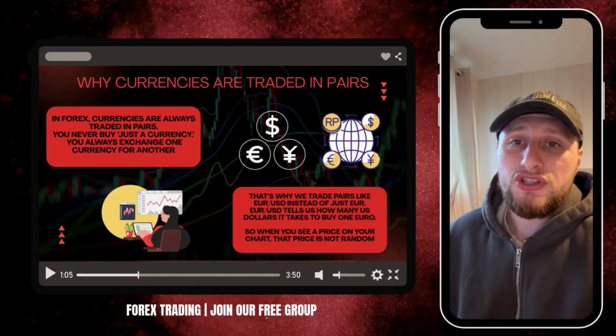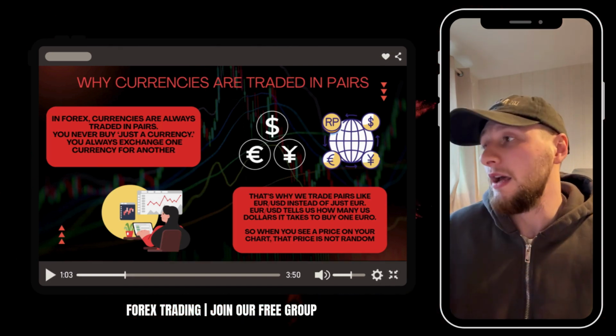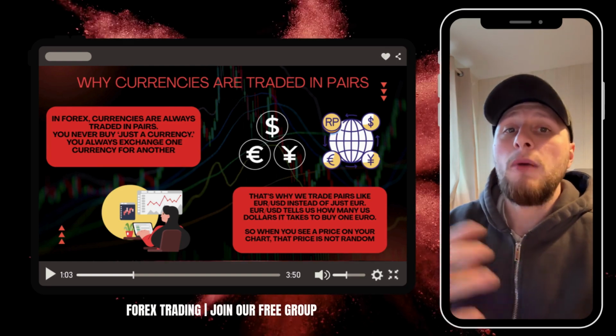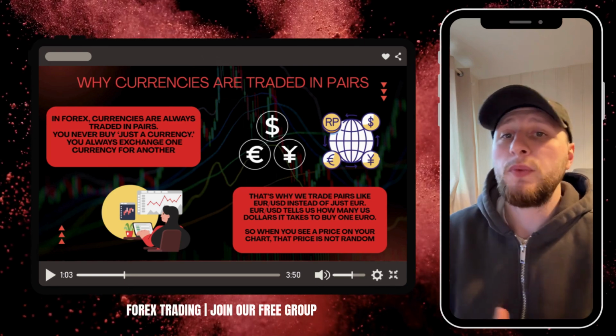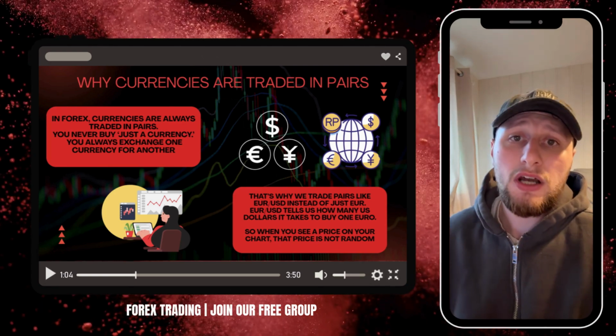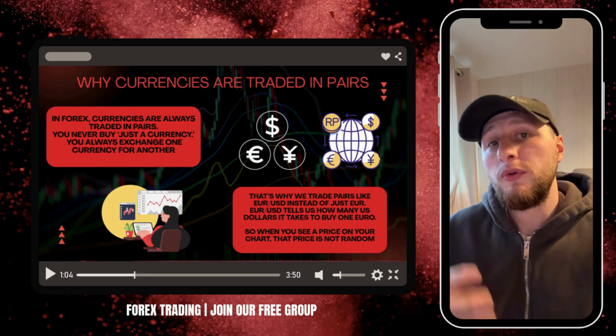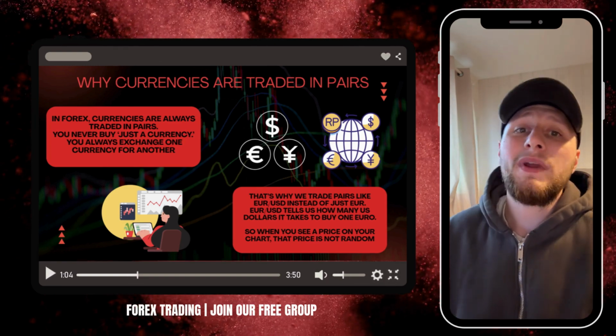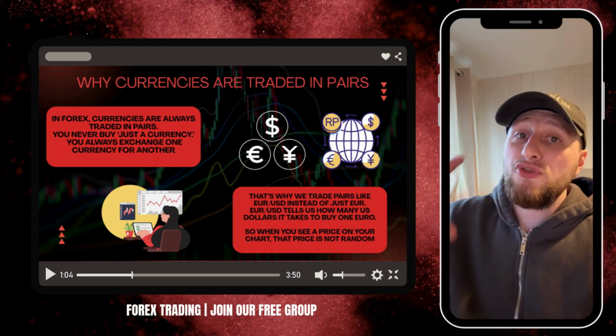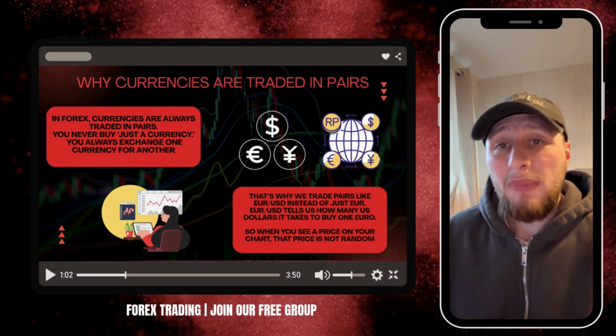Think about it like temperature. Saying it's hot doesn't mean much necessarily. You need a comparison. Hotter than what? Currencies work the same way. That's why when we trade pairs like euro to the US dollar, euro US dollar tells us how many US dollars it takes to buy €1. So when you see price on your charts, the price is not just random, it's a comparison.